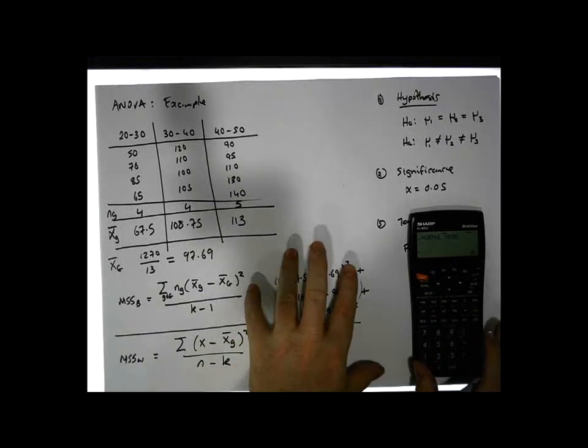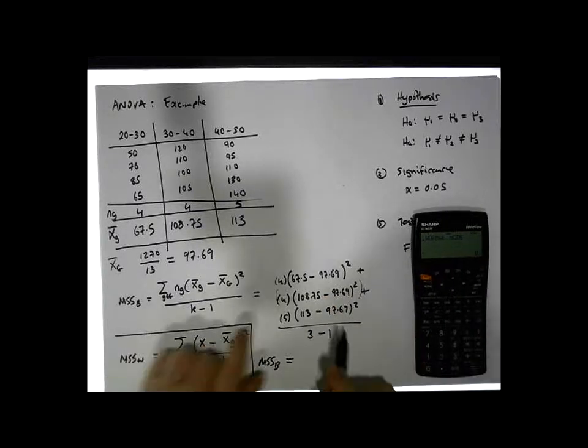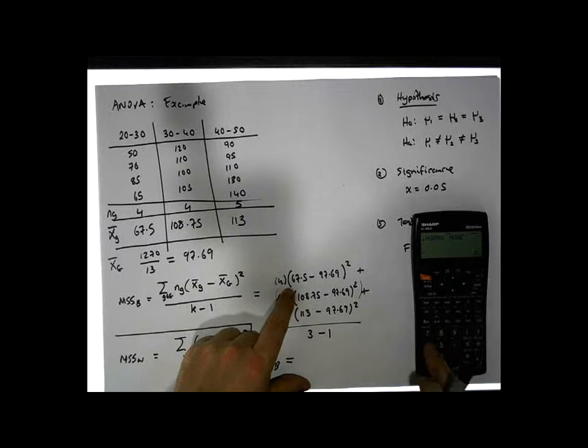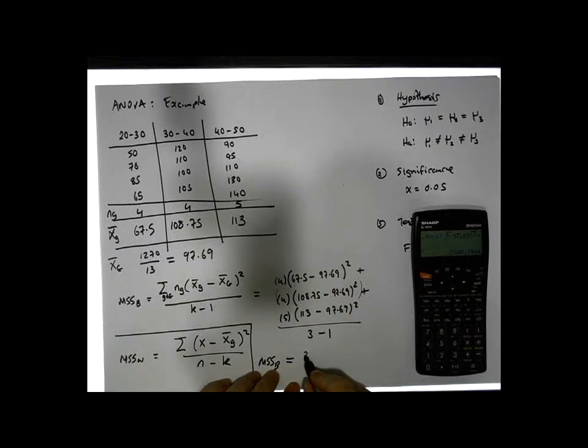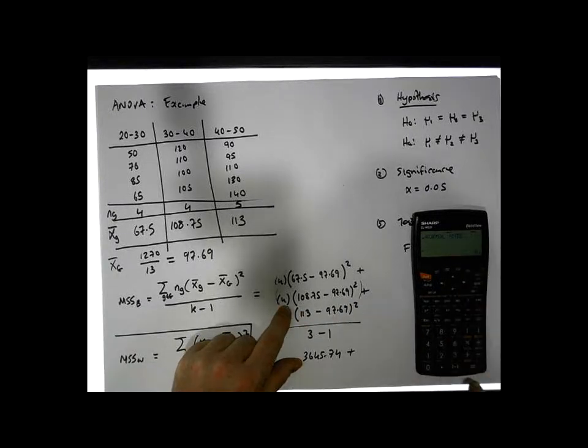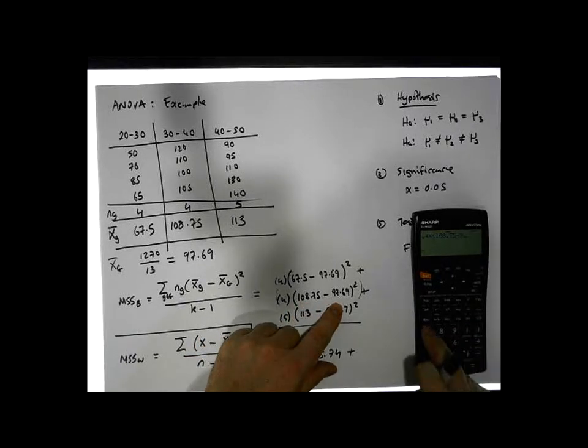So maybe what I'm going to do is, you can see I'm making a few mistakes doing the calculator here, probably just under a little bit of pressure. So let me just do each one of these individually. So it's 4 times (67.5 minus 97.69) squared. What we end up with here is 3645.74, plus the next one, which is 4 times (108.75 minus 97.69) squared.